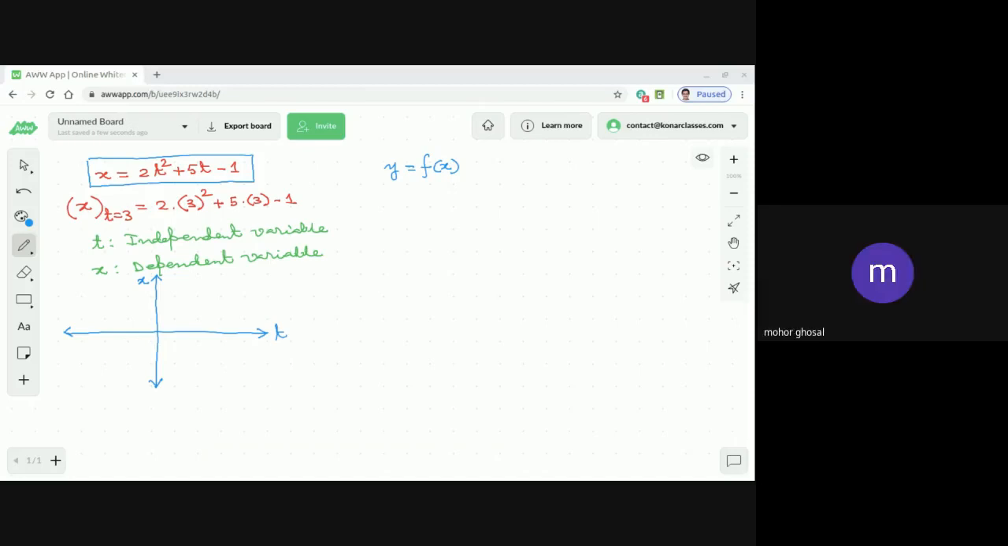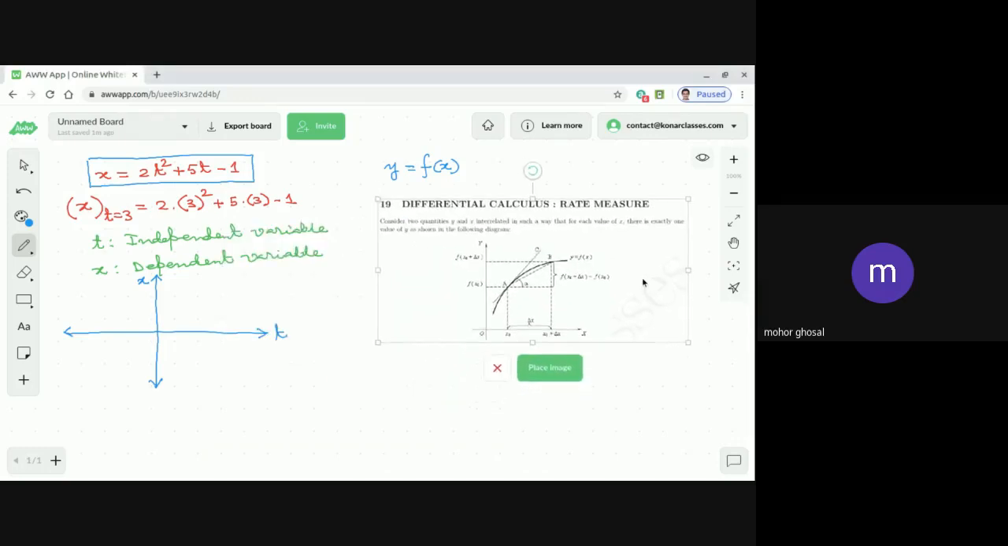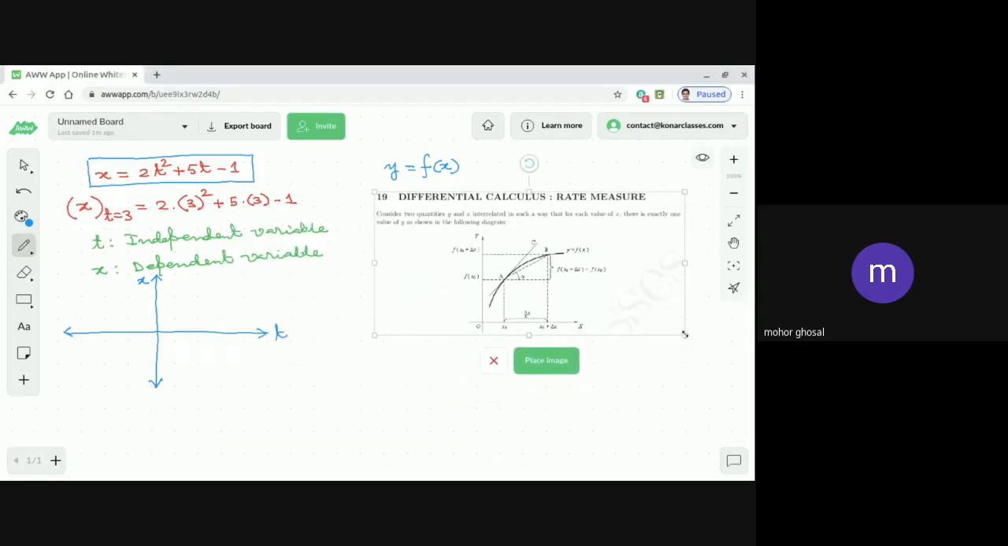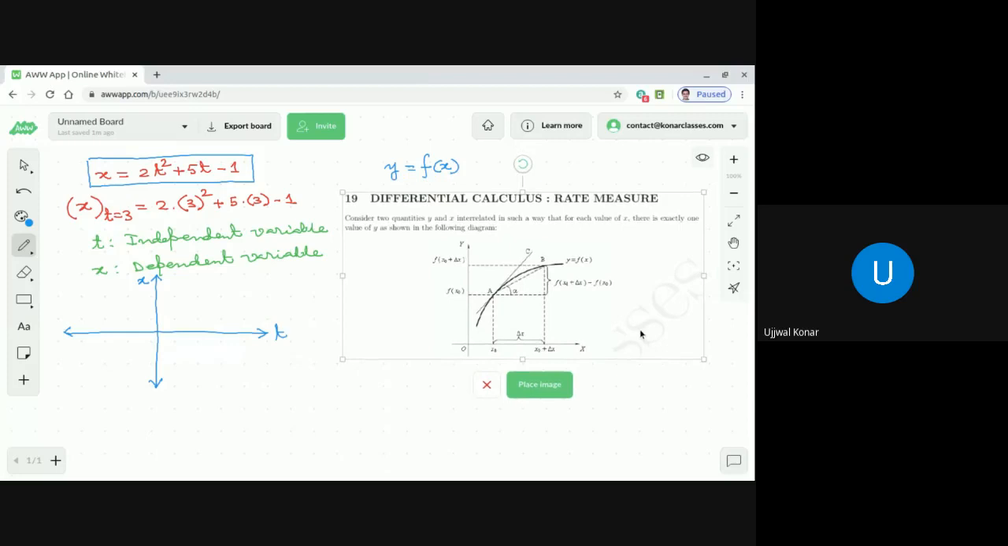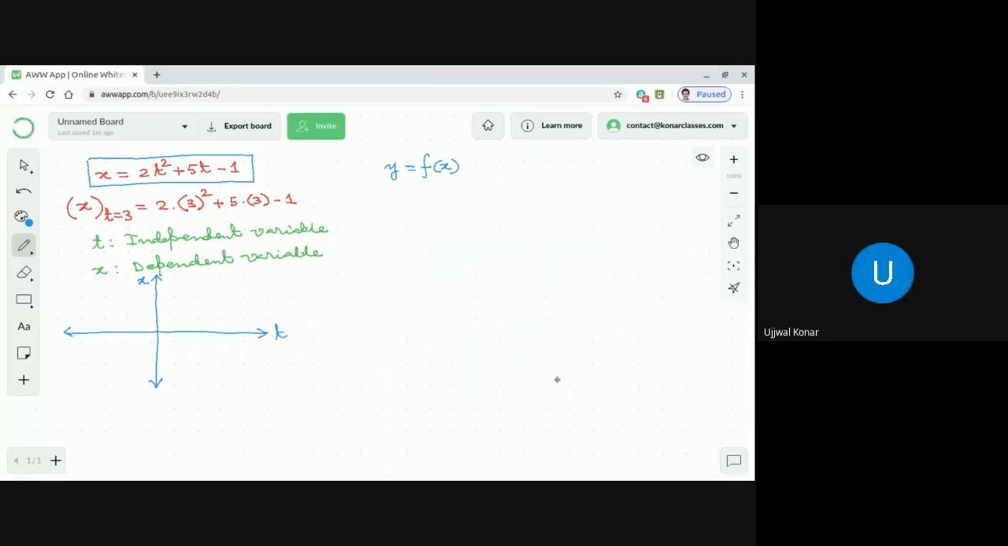Okay, so I'm going to plot that graph here. Just give me a few seconds so that I can pull it up here. Please confirm that you are able to view it clearly. Yes. Okay.